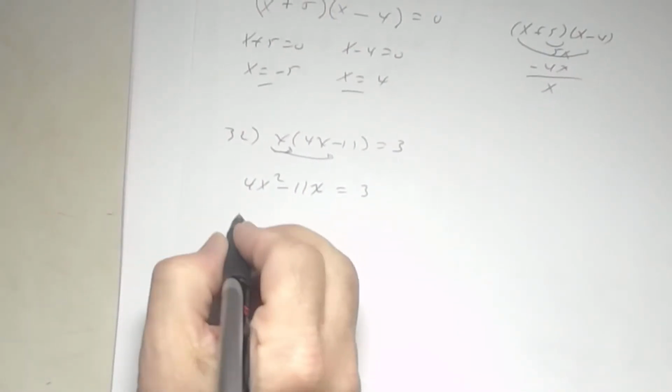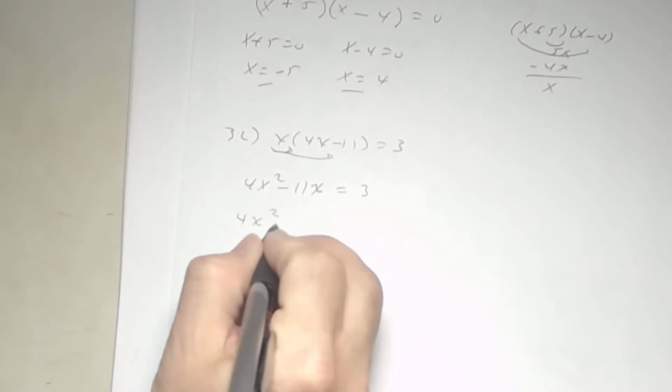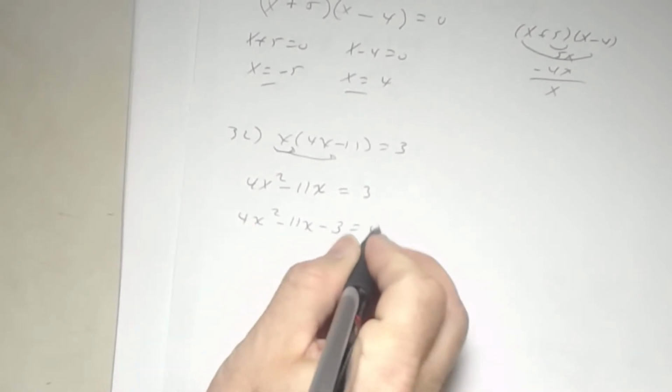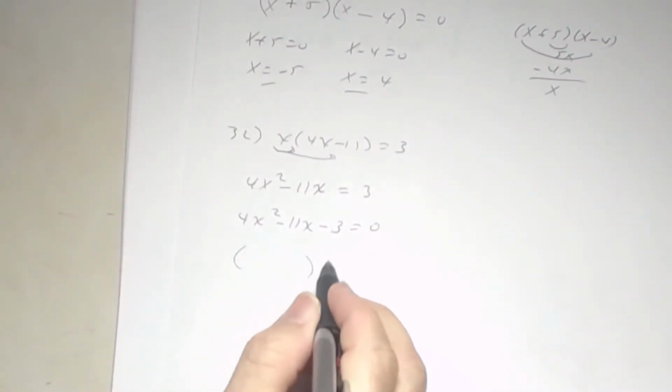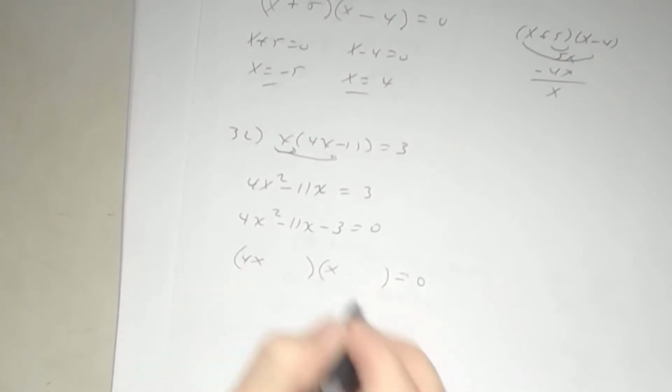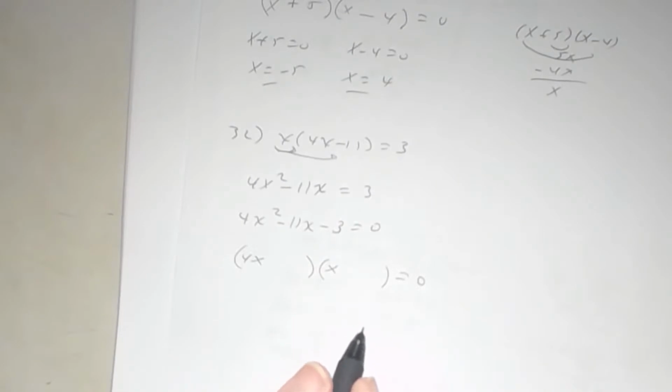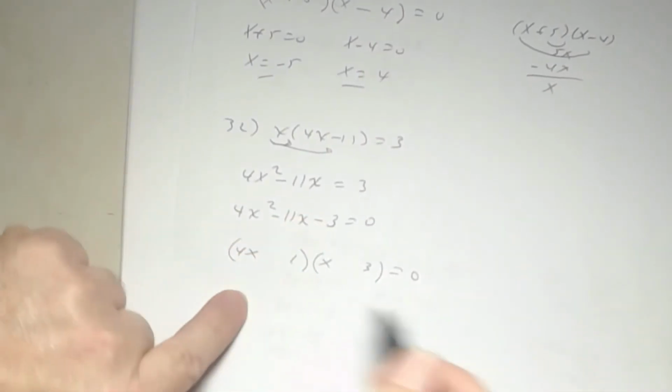Subtract 3 from both sides. Subtract 3 from both sides. All right. Now you have the two polynomials, 4x and x. There's only one possibility for 3: 1 and 3. Where do you want to put the 3? In the second parentheses, because it's got to be negative. All right, so the last sign's negative, so these signs have to be different.